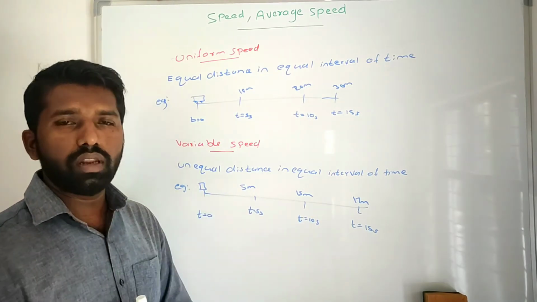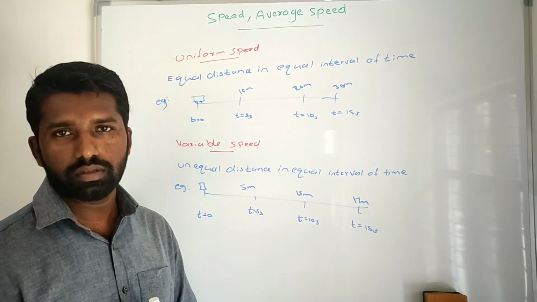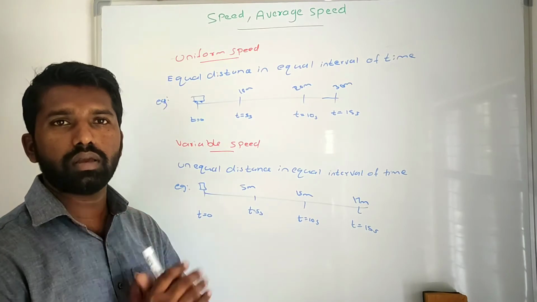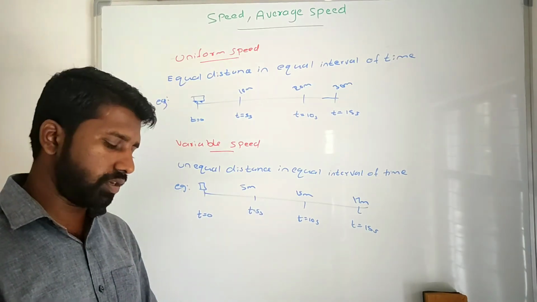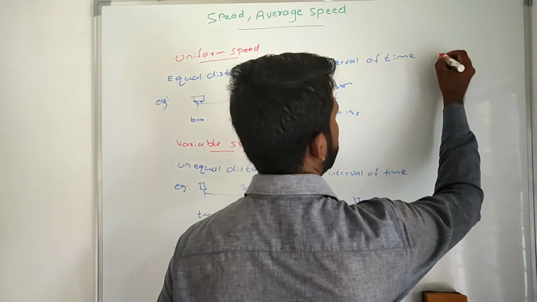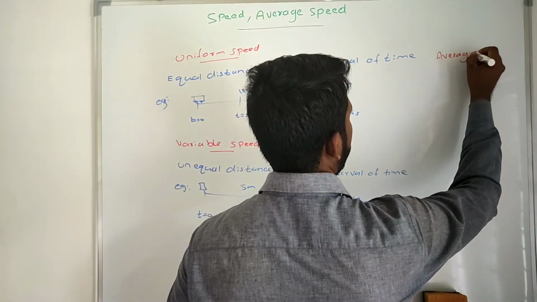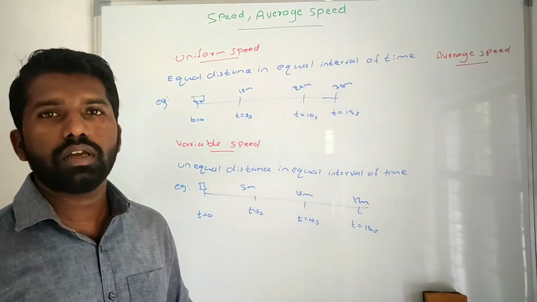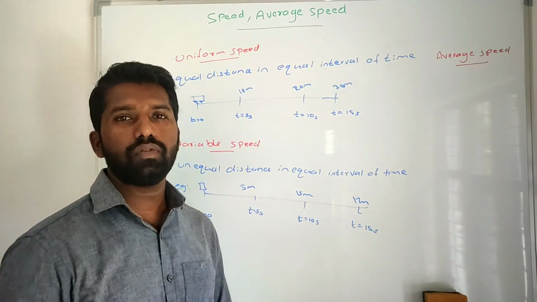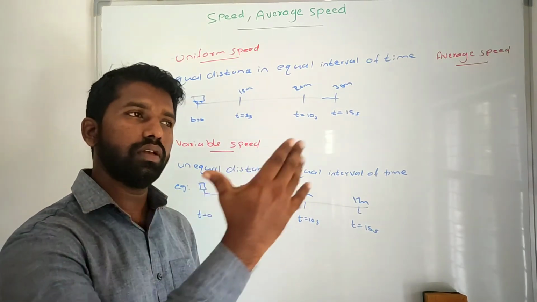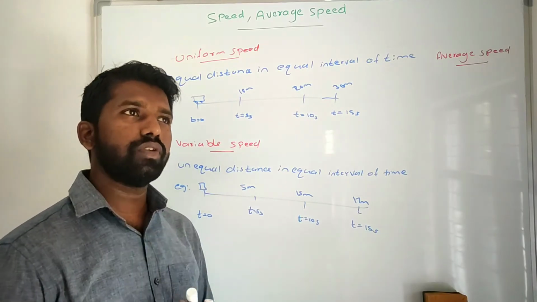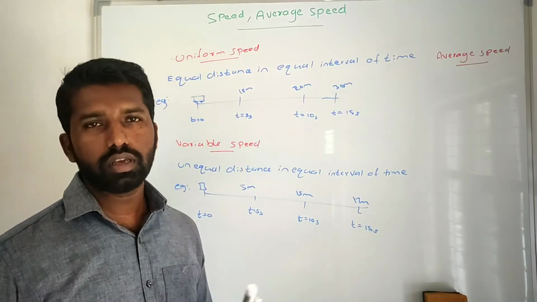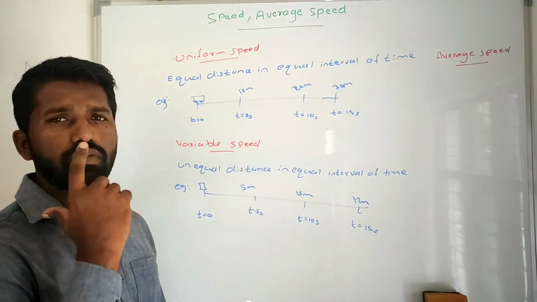So in variable speed, we need to say how much is the speed of the motion of an object. So that time we are using a term average speed. Now we will see what is average speed. Average speed means speed of an object at a particular interval of time if it is moving in a variable speed. If uniform speed, no need to calculate the average speed. Average speed is equal to the speed.